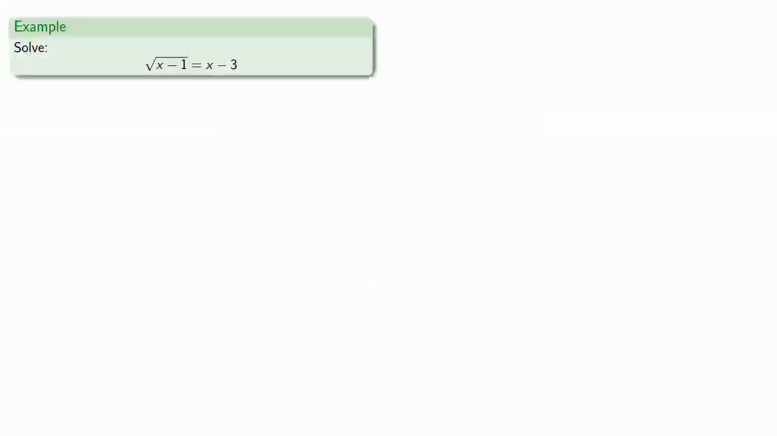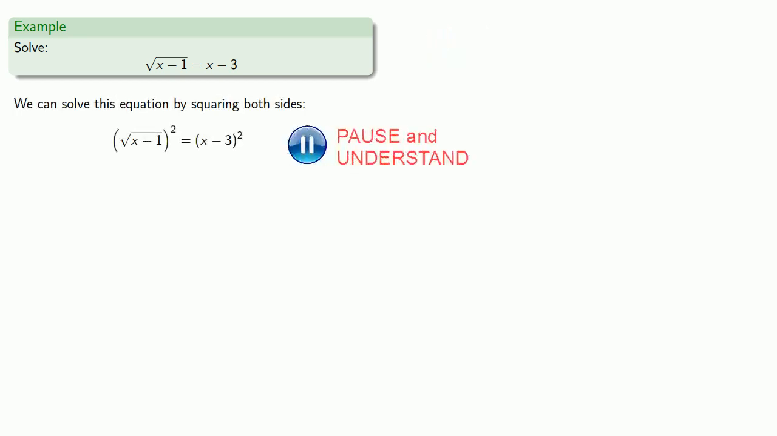So let's try to solve the equation square root of x minus 1 equals x minus 3. We can solve this equation by squaring both sides. Over on the left-hand side, we have the square of a square root, which will eliminate the square root, leaving us with just x minus 1.